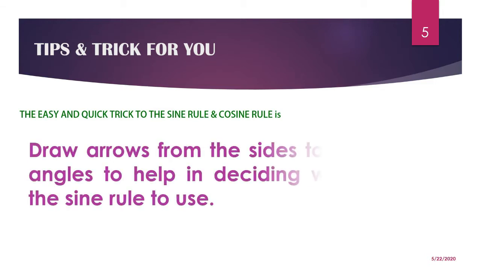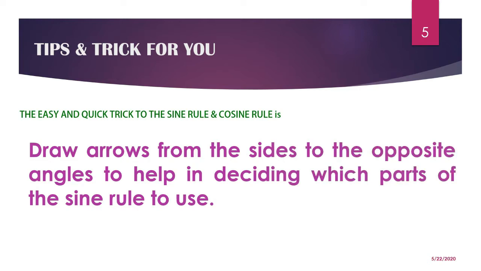Okay, students. So what are the tips and tricks to solve sine and cosine rule in a scalene triangle? I want to mention that the tips and tricks are actually only one. Draw arrows from the sides to the opposite angle to help in deciding which parts of the sine rule to use. That's the only trick. Only one trick. Okay, students, you're going to apply the trick to solve the questions below.